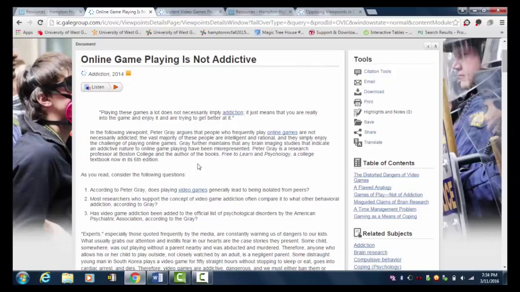One of the problems many students have when they're doing research is they have difficulty summarizing or paraphrasing the information. In viewpoints, they have this introductory feature where they give you guided questions and summaries already about the article. So if we read this introduction piece and focus on these questions, we know that when we read the article, we're looking for these specific answers.